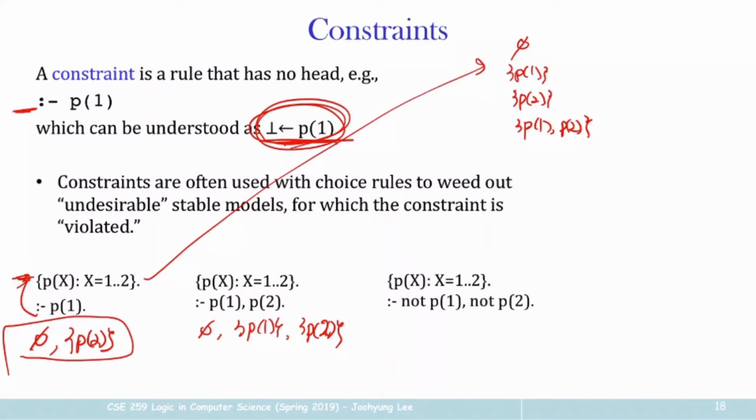Now, this becomes more tricky for the next one. What could be the stable model? This is a bit hard. Can anyone guess what is the stable model for the last one?